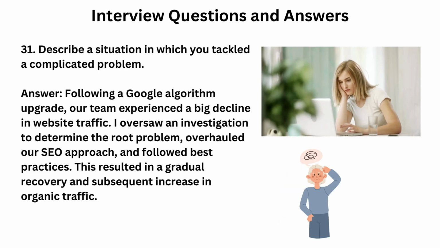31. Describe a situation in which you tackled a complicated problem. Answer: following a Google algorithm upgrade, our team experienced a big decline in website traffic. I oversaw an investigation to determine the root problem, overhauled our SEO approach, and followed best practices. This resulted in a gradual recovery and subsequent increase in organic traffic.